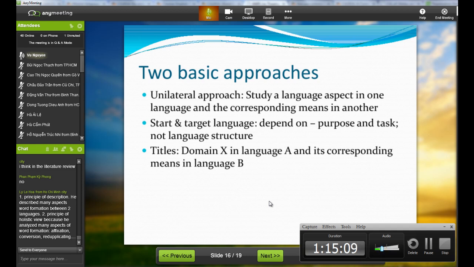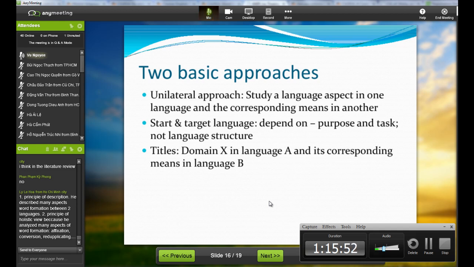Some people would only want to focus on tenses in English, and then have a little discussion about how people talk about or refer to the same concepts in Vietnamese. But some other people, because of the nature of their research, which is more tied to Vietnamese linguistics, may want to analyze time reference in Vietnamese, and then talk a little bit about the same issues in English.